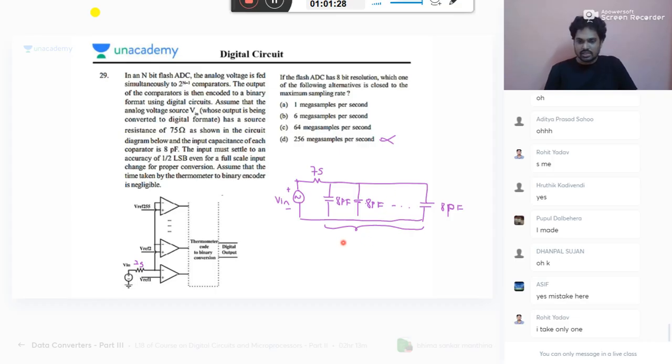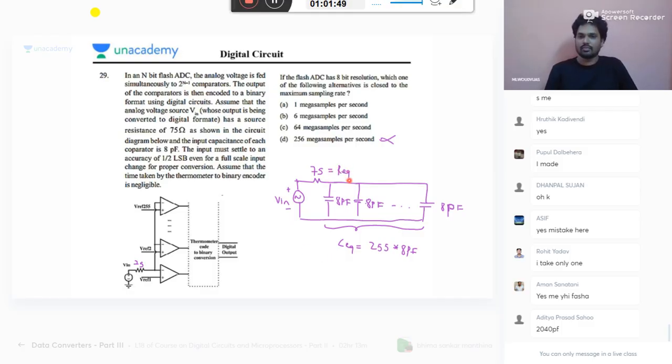So the C equivalent here is 255 into 8, because your input is applied in parallel to these many capacitances. Forget about the value, we'll use it later. So this is your R equivalent. Now you can write this figure as V in, R equivalent and C equivalent.